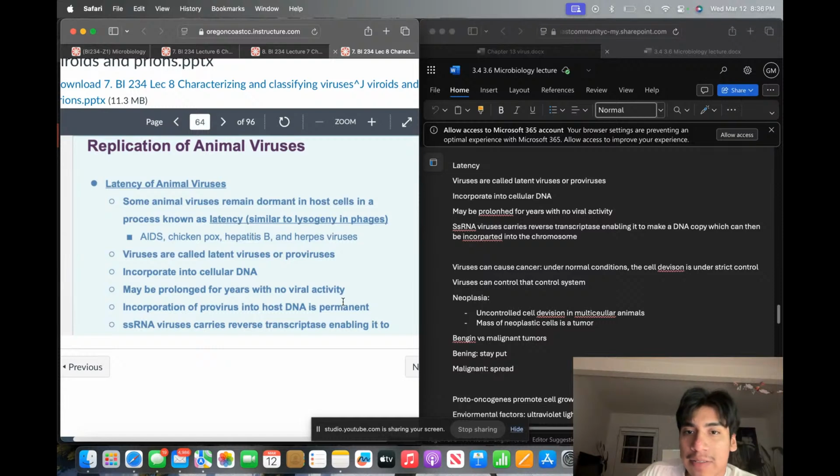So let's see what my notes have. Viruses, latency. Viruses that are called latent viruses if they take a long time, where they remain dormant.